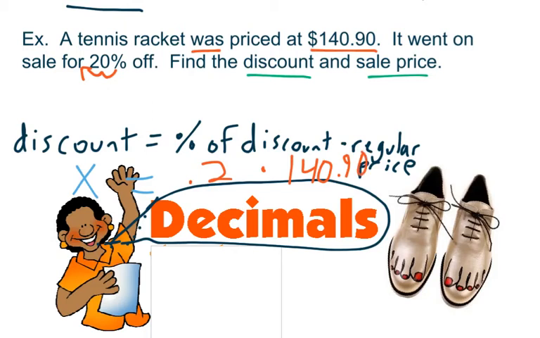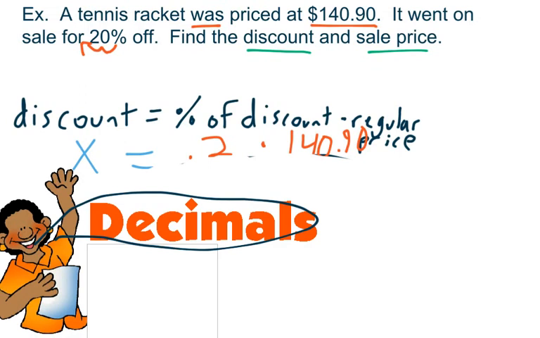Now I could just multiply those together. So 0.2 times 140.90. I'm going to give you an even easier way. You see, with 10%, all you need to do is move the decimal 1 to the left to make it smaller. That's all we have to do. This is 20%. So 20% is double 10%. So we just move it 1 to the left and then double it.